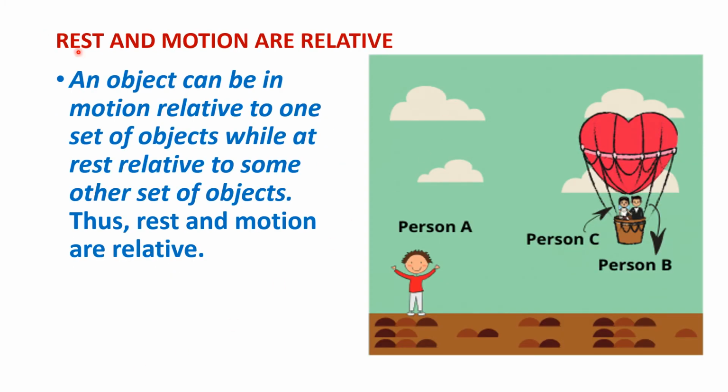Now there is a very important thing that you should know. Rest and motion are relative. Relative means it changes from one person to another. When you think about whether a body is at rest or in motion, you have to consider a fixed point, with respect to something else you have to see.